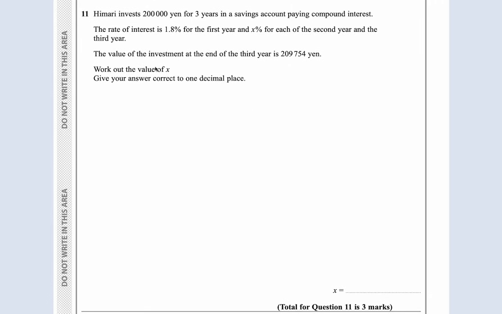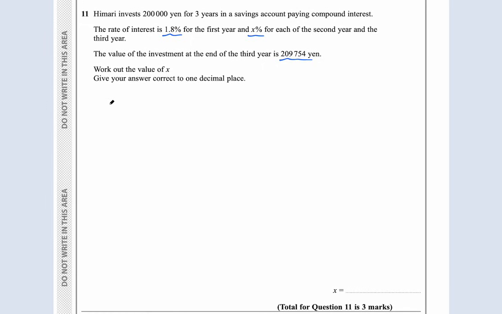Okay, question 11. Here, Marie invests 200,000 for 3 years in a savings account, paying compound interest. The rate is this for the first year, and then this for each of the second and third years. Then the value at the end of the 3 years is this. Find the value of x. Okay, so this is not an easy compound interest question.